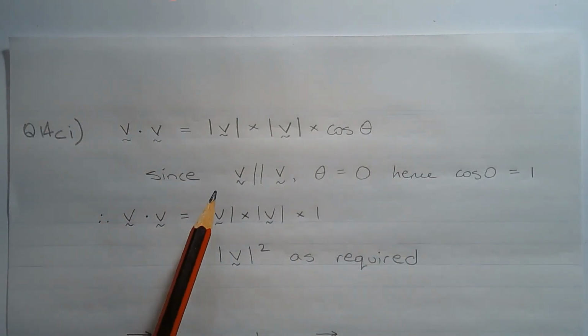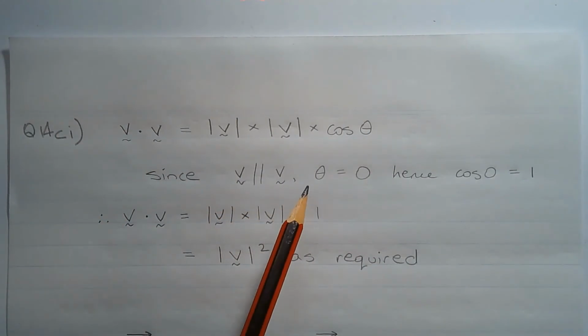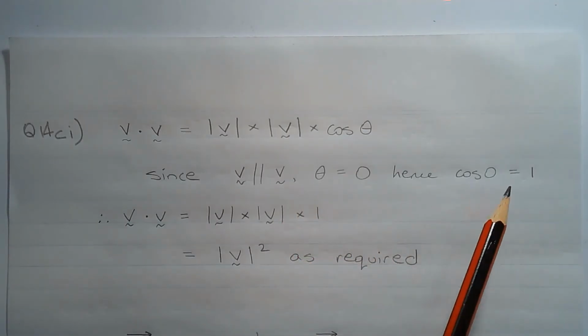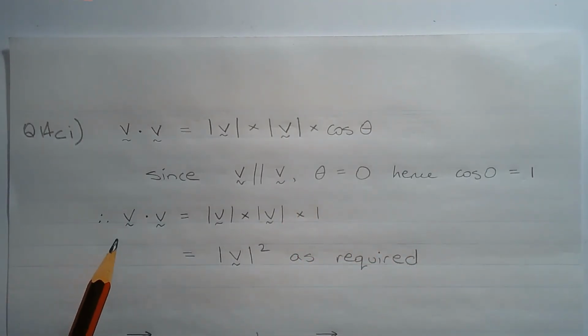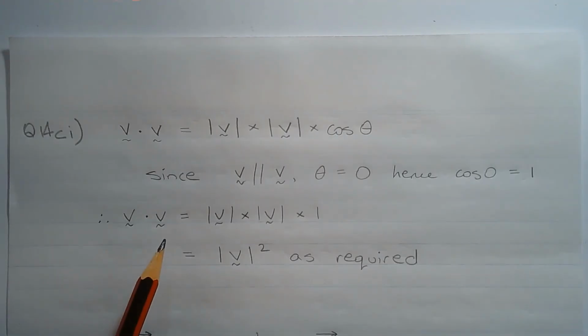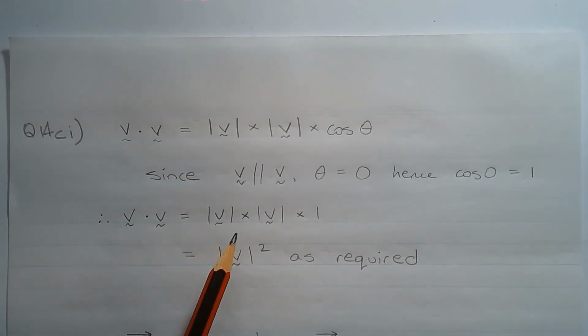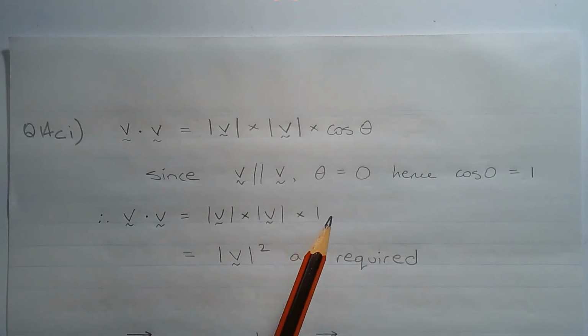Now, since vector v is parallel with vector v, theta is equal to 0, hence cos of 0 equals 1. Therefore, the dot product of vector v and vector v is equal to the magnitude of vector v multiplied by the magnitude of vector v multiplied by 1, which equals the magnitude of vector v squared as required.